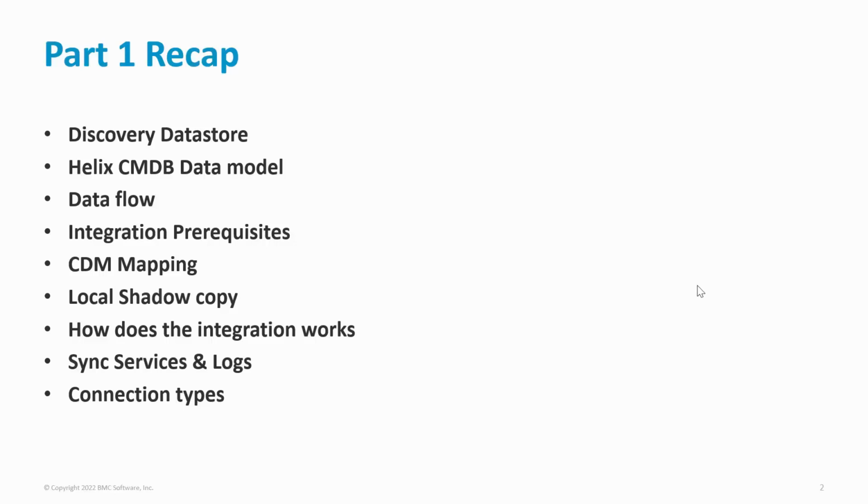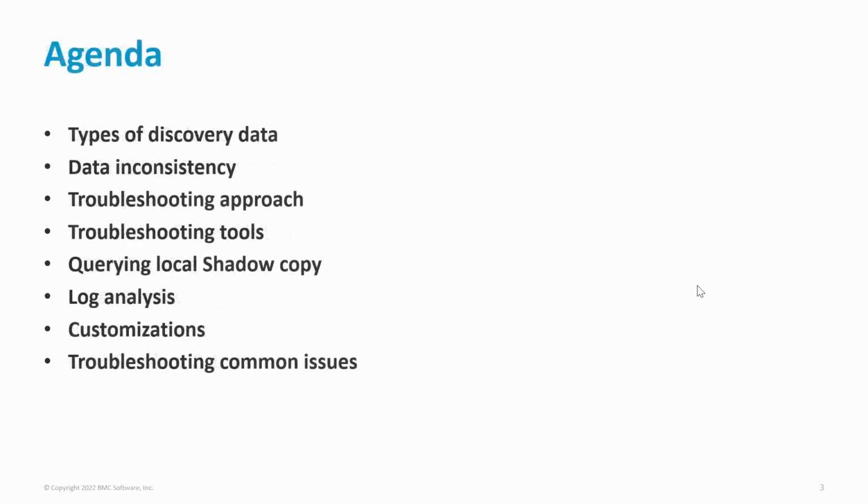Now let's start with the agenda for today. We will start by understanding the types of discovered data. And then we will talk about the types of data inconsistency between Discovery and CMDB. We will then talk about troubleshooting approach and tools, and we will take a deep dive into two of the most used tools, that are shadow copy and logs. We will also see how to customize this integration, and at the end we will talk about a few of the common issues with their suspected root cause and solution. Let's start and understand the types of discovered data.